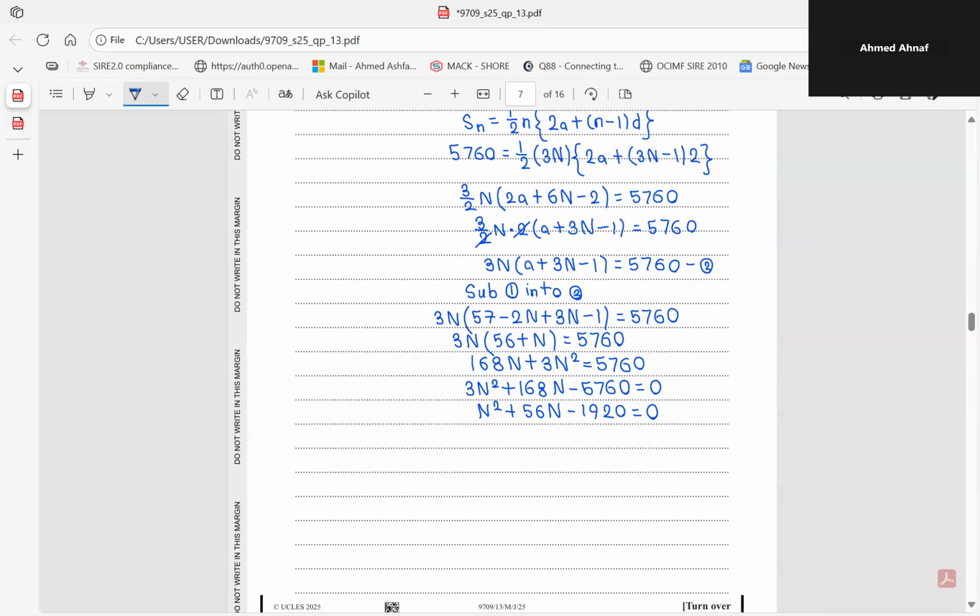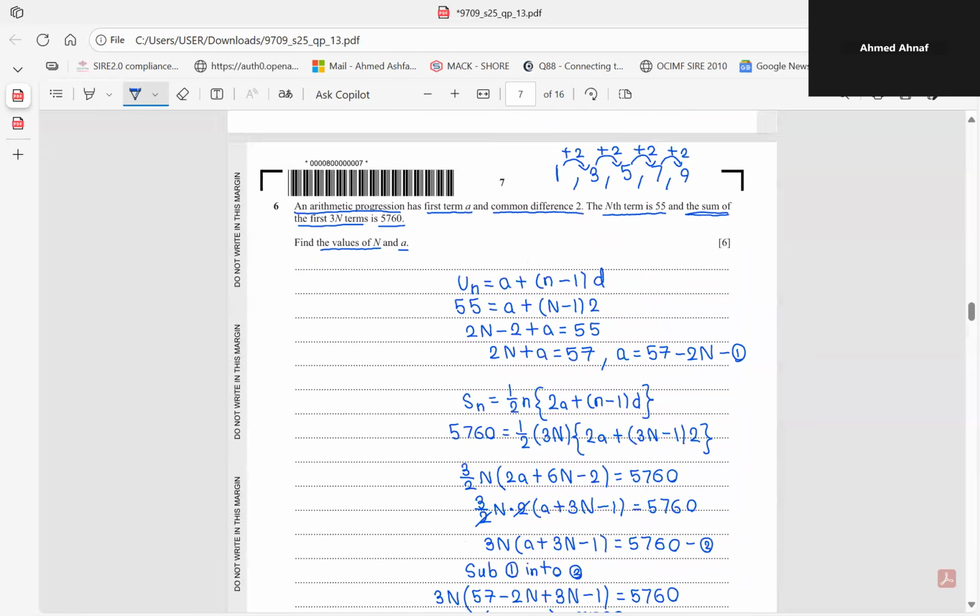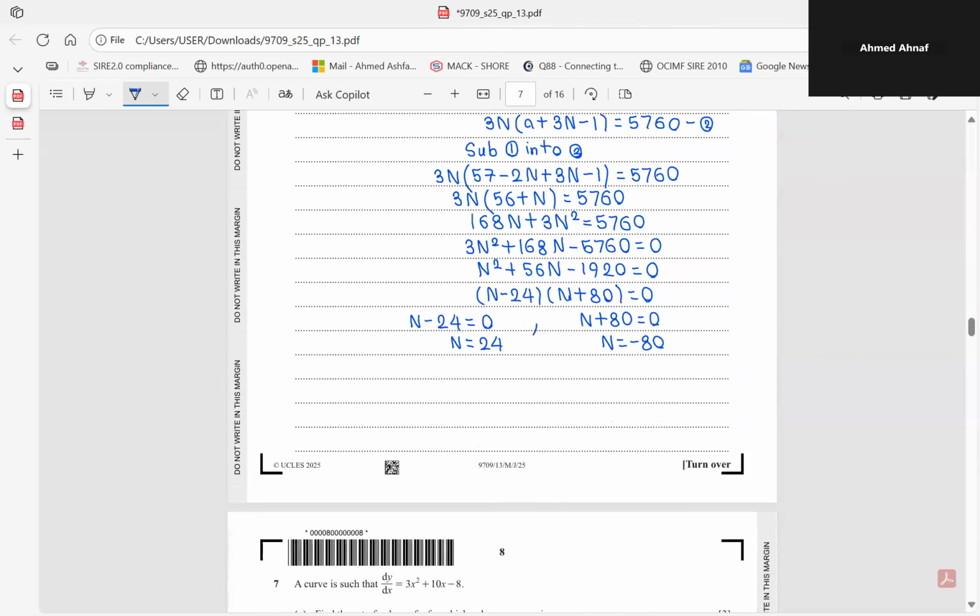Okay, so we're given a quadratic equation to solve. You can either use the quadratic formula or factorization. Here I'm going to try to factorize. So I got n minus 24 times n plus 80 equals 0. So let's equate both factors to 0. n minus 24 equals 0, you'll get n equals 24. And n plus 80 equals 0, you will get n equals minus 80. We clearly know that n cannot be negative, so we're going to reject this. So this is our value of n, 24.